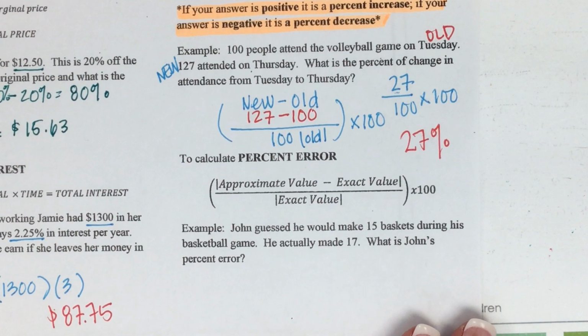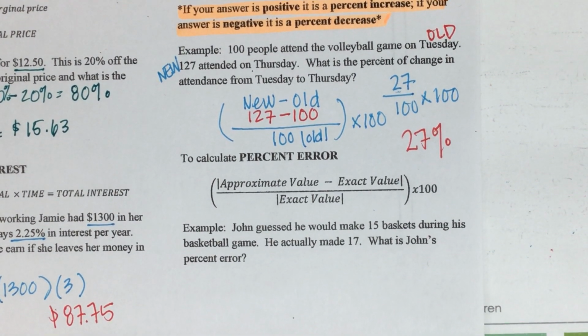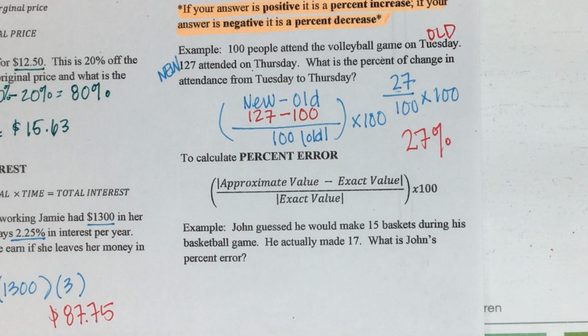All right, this is your time to practice. But this is something different. This is to calculate percent error. Okay? So let's see if you can come up with this on your own, and then we'll go back over it. So John guessed he would make 15 baskets during his basketball game. He actually made 17. What is John's percent error? So you need to find the approximate value minus the exact value over the absolute value of the exact value, times 100. And remember, absolute value, so you shouldn't have anything negative here.